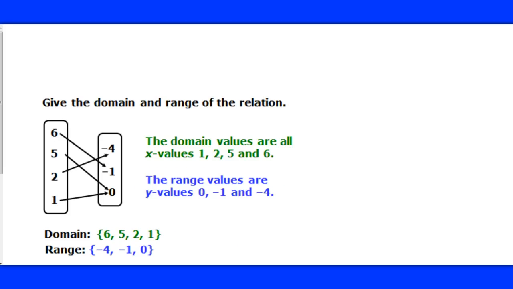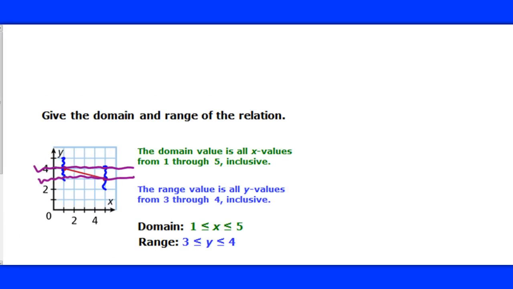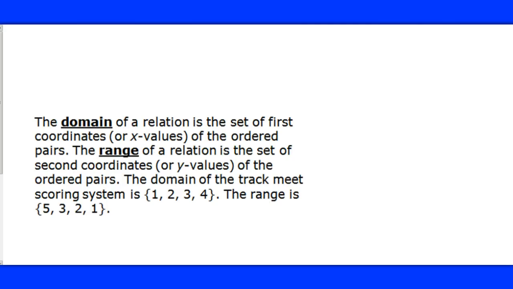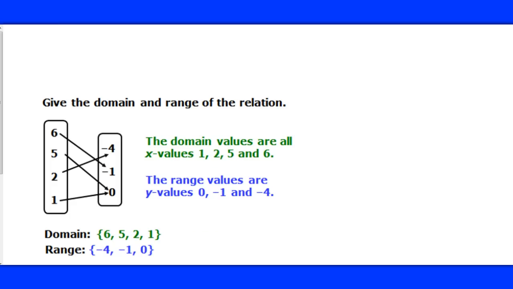I can also give you the domain and the range from mapping. Now, this was from a graph. This is an ordered pair. There's your domain. There's your range. Okay? Here's from mapping. Remember, in mapping, these are your x values. These are your y values. And the arrows tell you what matches with what.